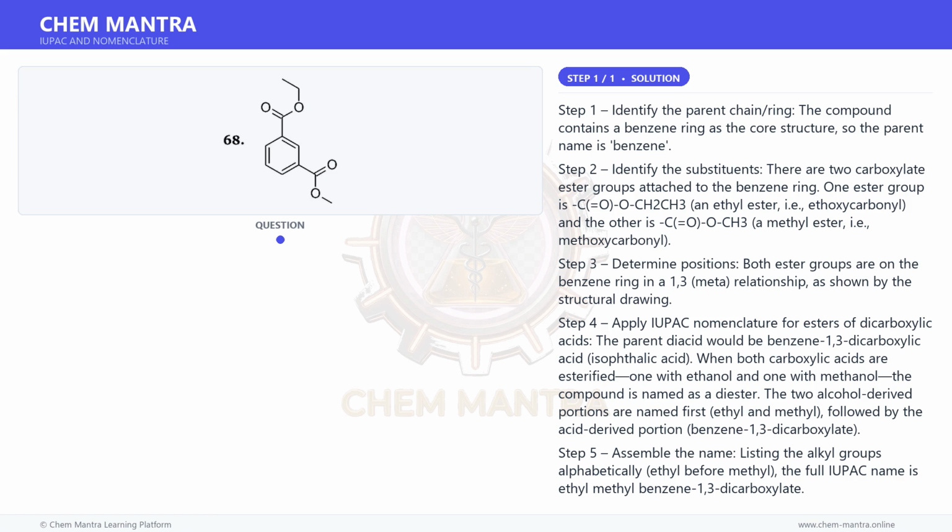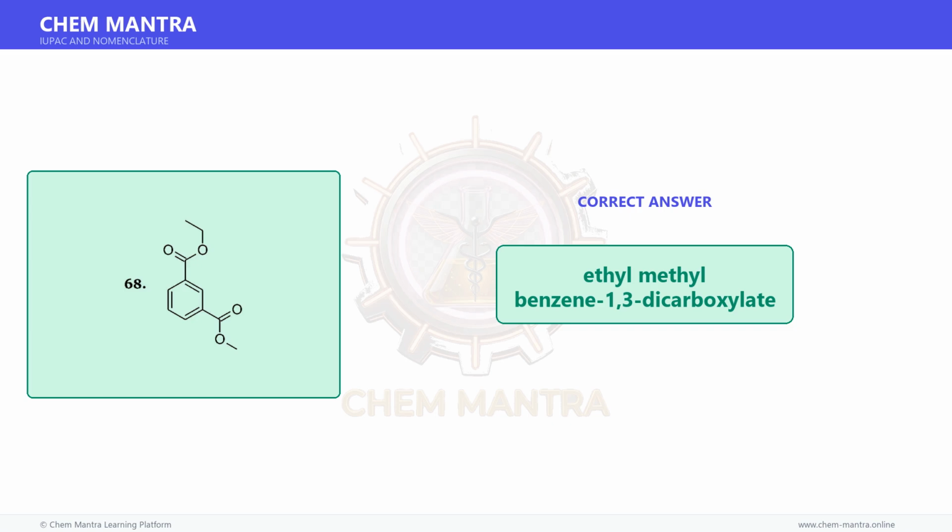Step 6. Why no other name applies? The compound is not a symmetric diester, which would be diethyl or dimethyl, and the 2 ester groups are meta, 1,3, not ortho 1,2 or para 1,4, ruling out phthalate or terephthalate nomenclature. Therefore, the correct answer is ethyl methyl benzene-1,3-dicarboxylate. The correct answer is shown on screen.